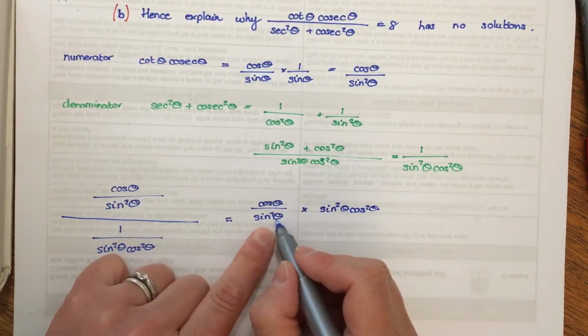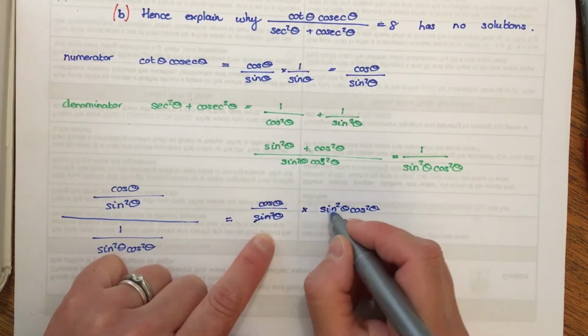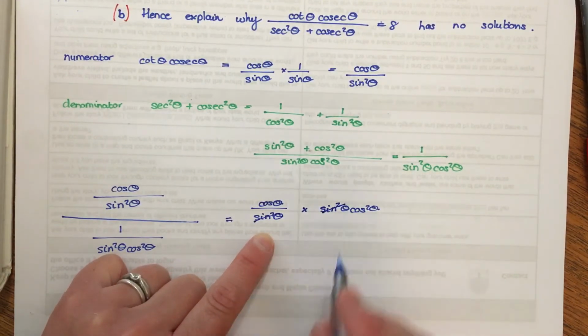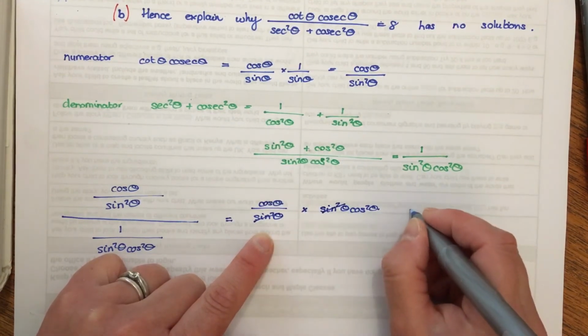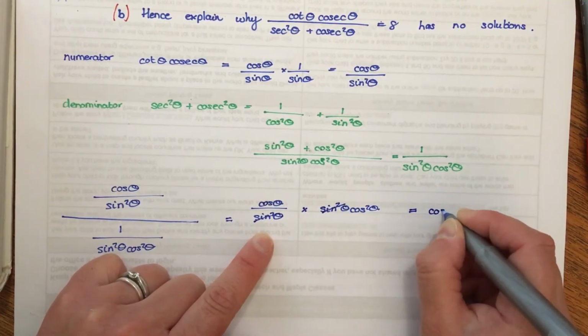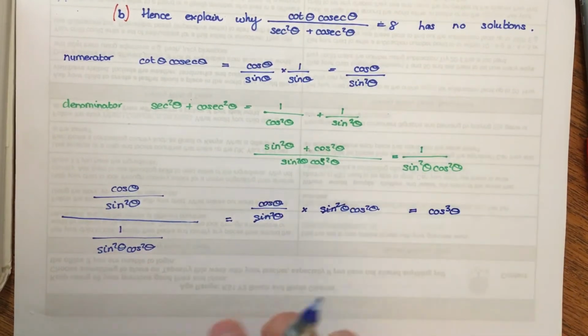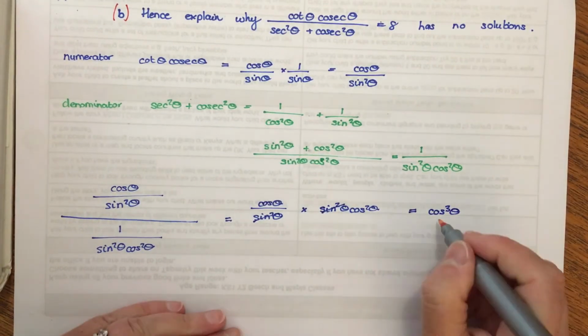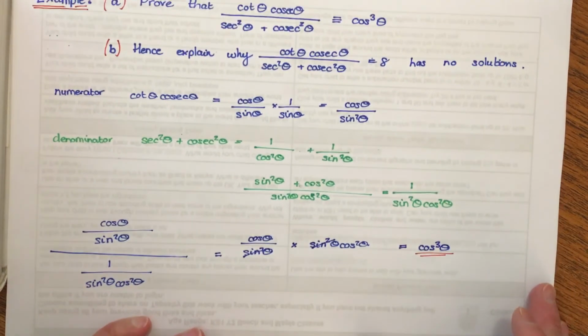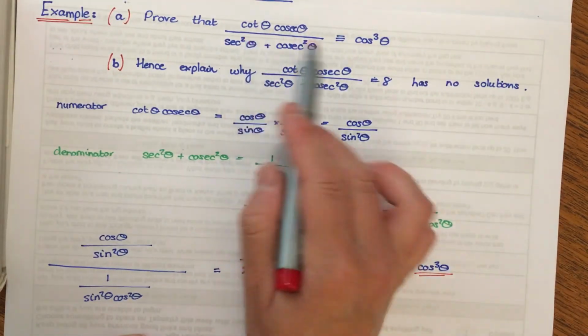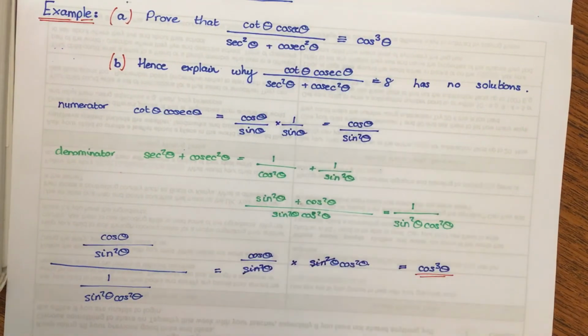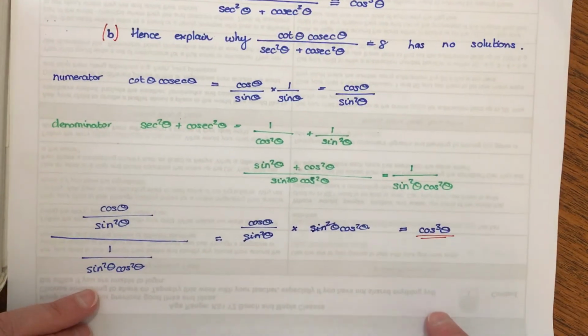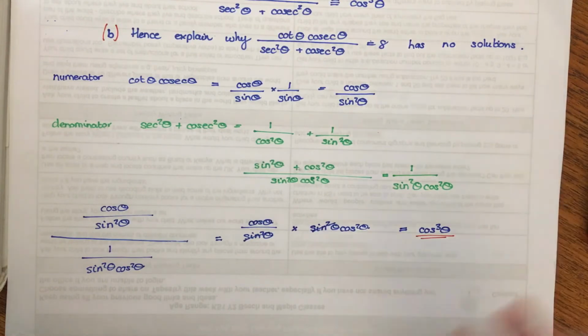I can see that the sine squared on the bottom is going to cancel with the sine squared I'm multiplying by, which leaves me with cos times cos squared, which is cos cubed, which is exactly what I wanted to prove. So I have shown that this is equal to this. Okay, it looked really untidy in the middle, but it all came out nicely in the end, which is often the way with trig. And the second part says, hence explain why this equals 8 has no solutions.